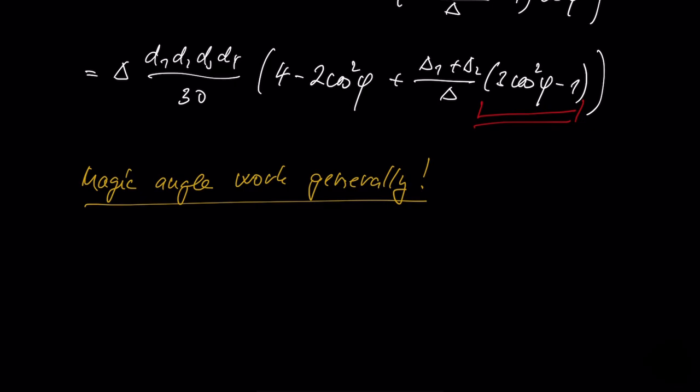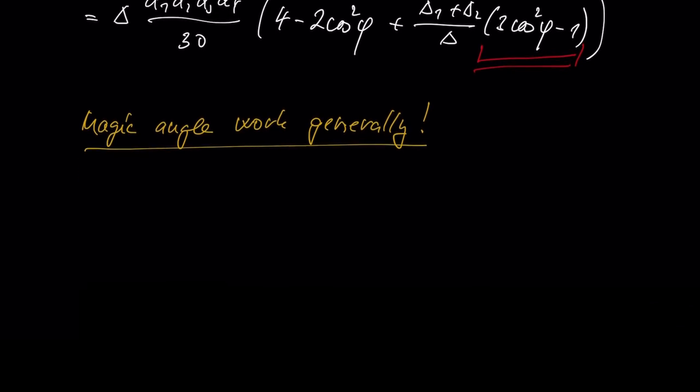Magic angle works basically for all the processes that depend on the diffusion in time capital T. And that is the reason why pump probe experiments are basically always, whether you expect this type of process or not, done with the magic angle of phi equal to 54.7 degrees.